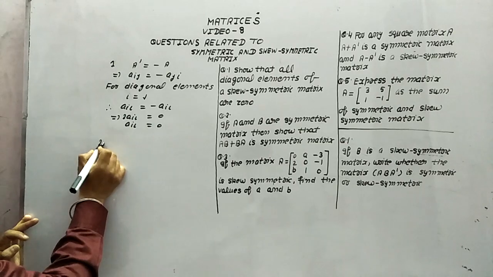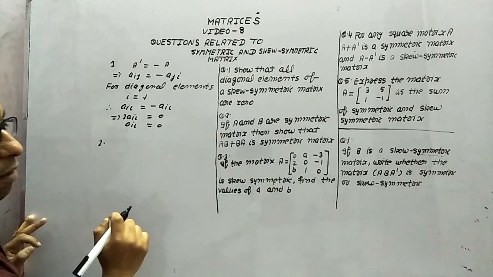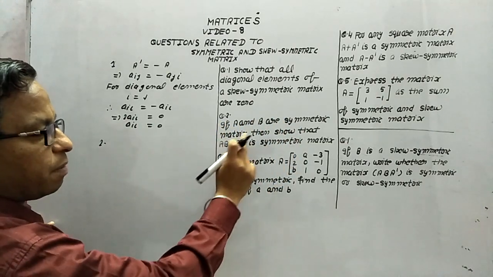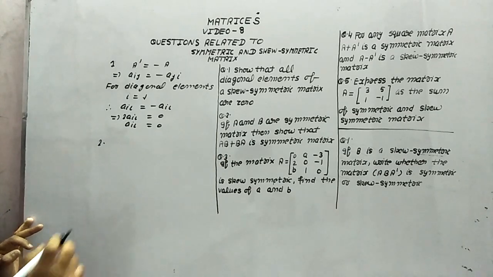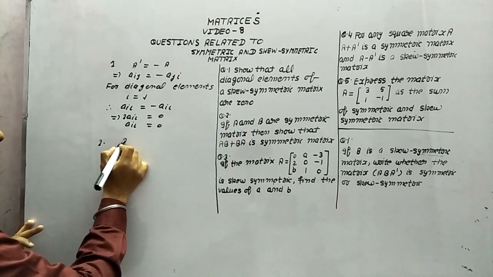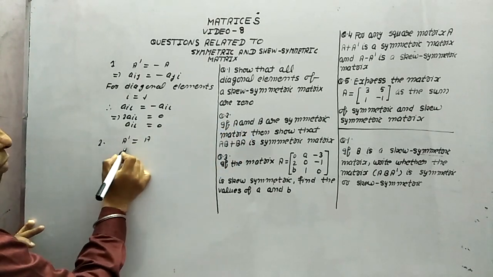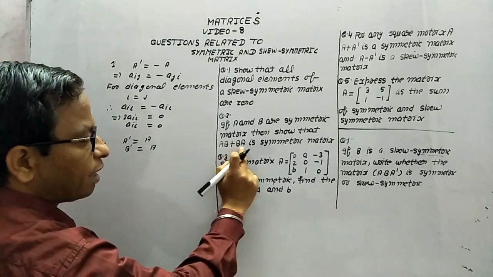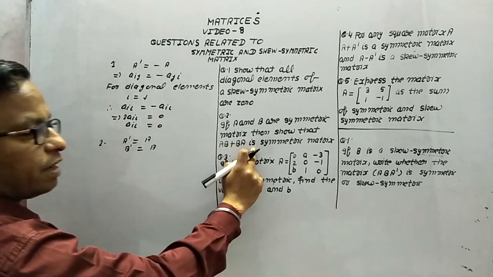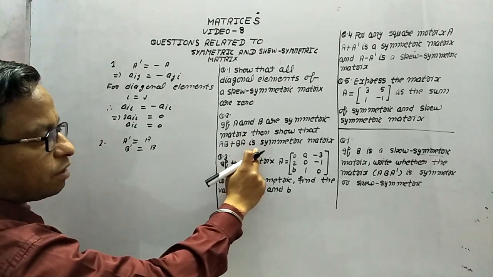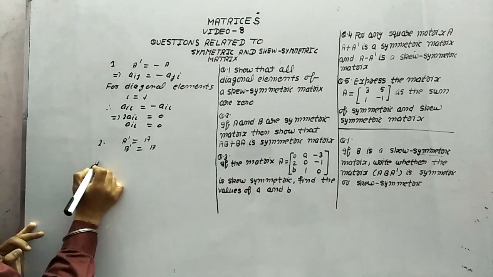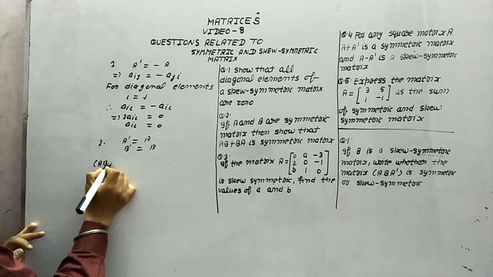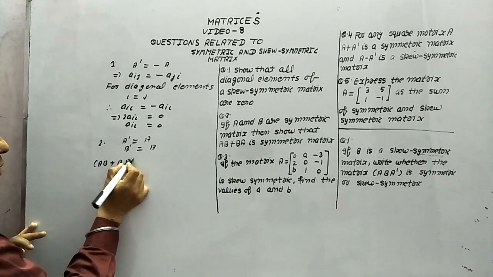Now, question number 2. If A and B are symmetric matrix, then show that AB plus BA is a symmetric matrix. Now, A and B are symmetric matrix. It means A dash is equal to A and B dash is equal to B. Now, we have to prove that this is a symmetric matrix. It means first we will do the transpose of this thing.